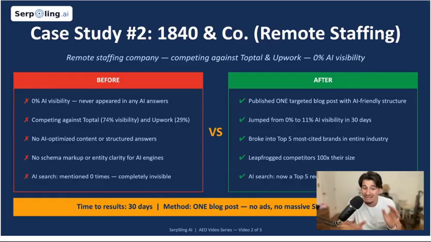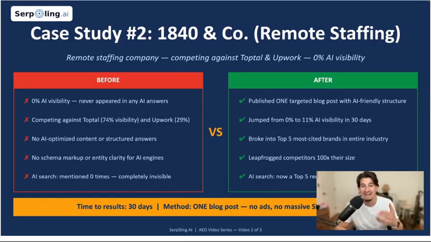Okay, so completely invisible. All right, they published 1 targeted blog post with AI friendly structure. They jumped from 0 to 11% AI visibility in just the first 30 days. Okay, they broke into the top 5 most cited brands in the entire industry. They leapfrogged competitors 100 times their size. All right, and in AI search, they're now a top 5 recommended staffing brand.